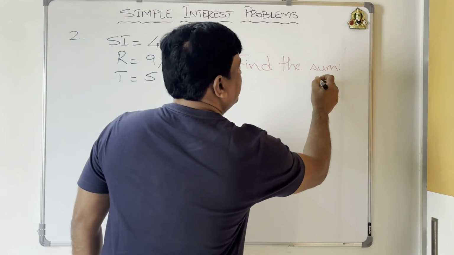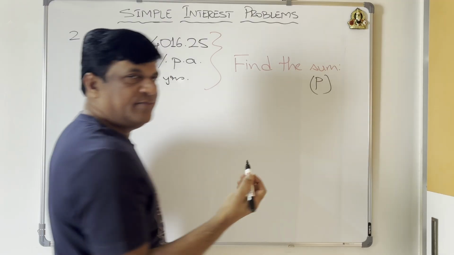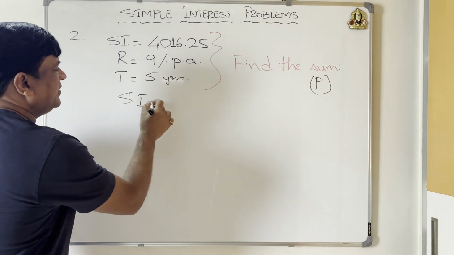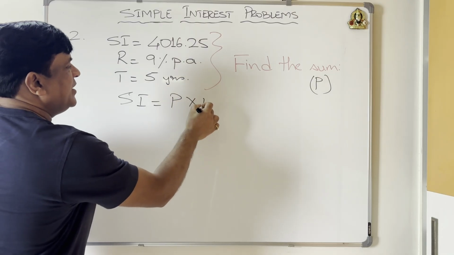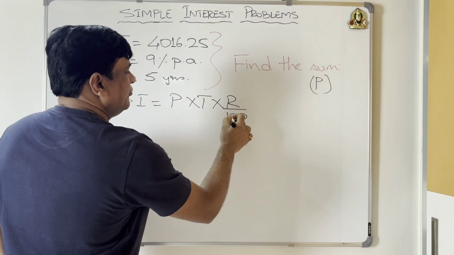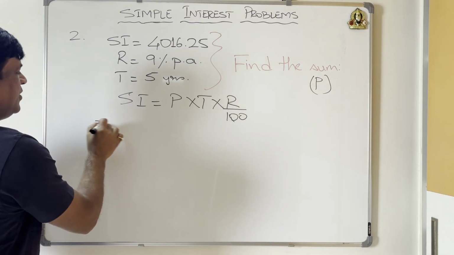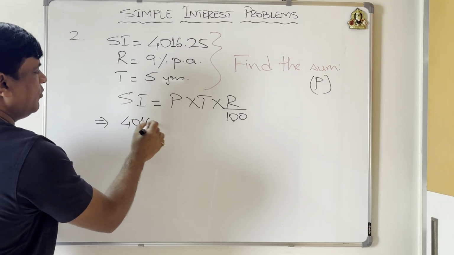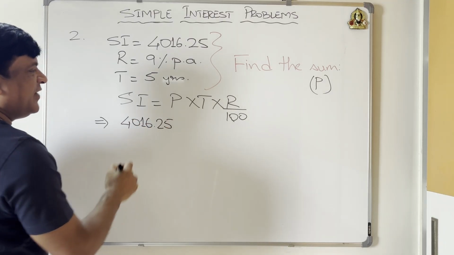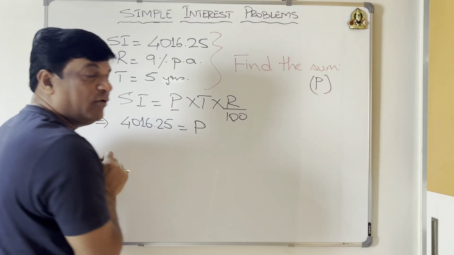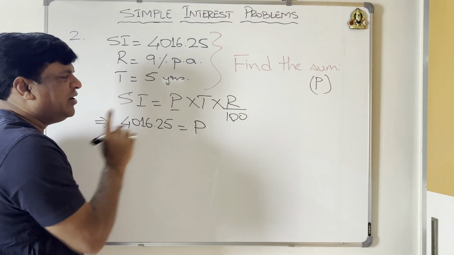What is the sum? Sum is P, principal, right? So I'm going to use the same formula again. What do we have? SI is equal to P into T into R by 100, right? I'm going to plug all the values. What is the SI they have given? They have given us it as 416.25 is equal to, I'm going to leave it as P because I need to calculate P. I need to calculate the sum. So I'll leave it as P.